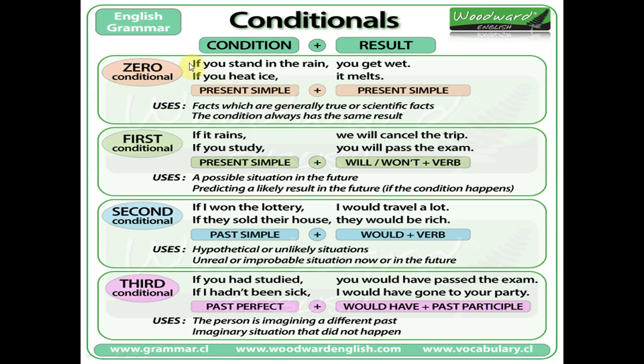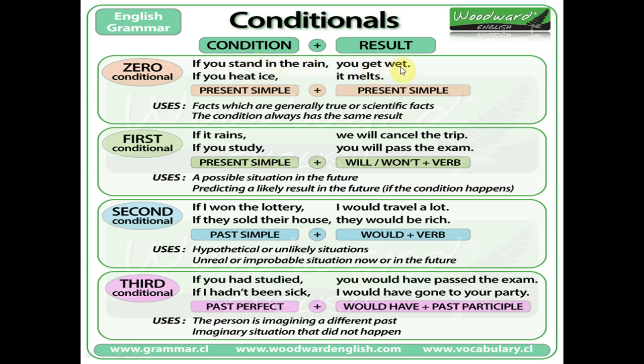As you notice from these examples, we use the zero conditional to talk about facts which are generally true or scientific facts. Okay? Like here, if you heat ice, it melts. So it's truth. We can't change this. Or also, the condition always has the same result. So we use it when the condition always has the same result. For example, if you stand in the rain, you get wet. So this can't be changed.